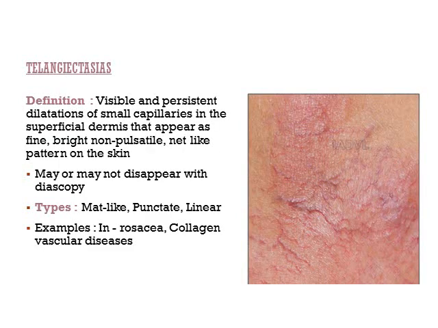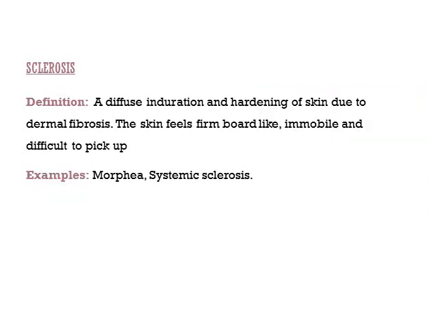Telangiectasias are visible blood vessels. They are small, visible, persistent dilatations of small capillaries in the superficial dermis that appear as a fine, bright, non-coalescent, net-like pattern on the skin. They may or may not disappear with diascopy. Sclerosis means a diffuse induration or hard thickening of the skin due to dermal fibrosis. It is seen in systemic scleroderma or morphea.